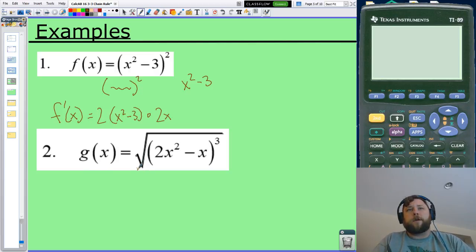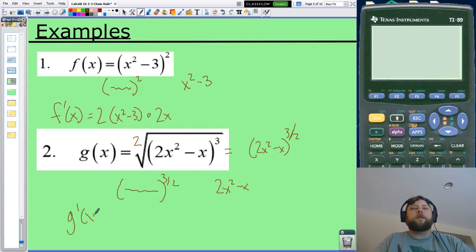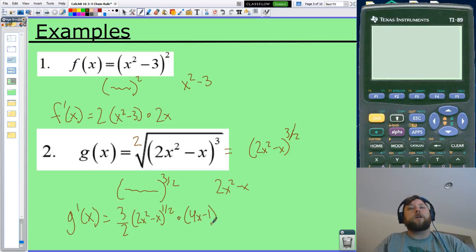What about this one? There's a few things going on here. The outside, you have the square root and the cubed. I can rewrite this. Square root is like the second root. I'm going to rewrite this function as (2x squared minus x) to the 3/2 power. So my outside is now something to the 3/2 power times the inside, 2x squared minus x. So my g prime of x is going to be the derivative of that, which is 3/2 times (2x squared minus x) to the 1/2 power times the derivative of the inside, which is 4x minus 1. I'm done.